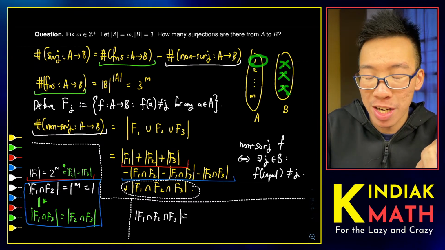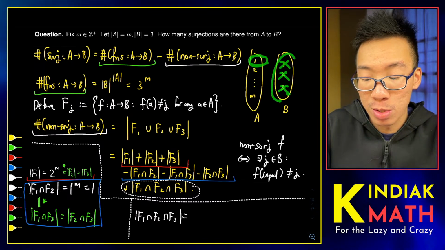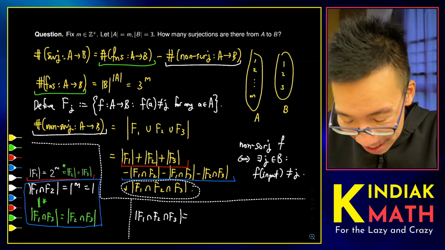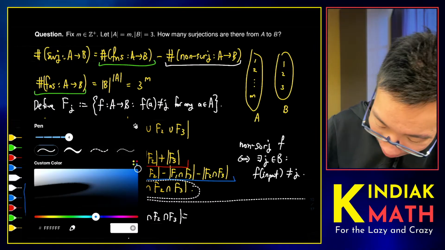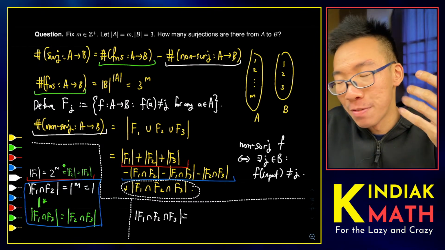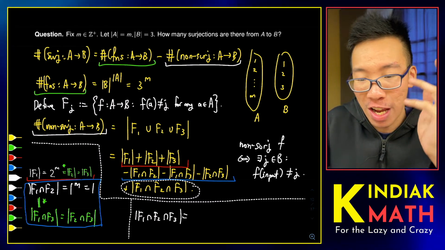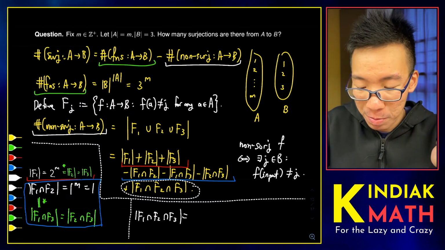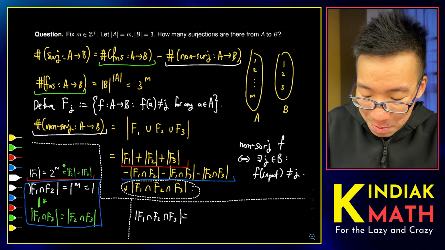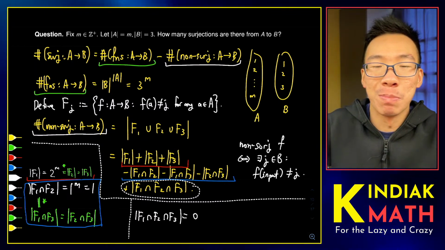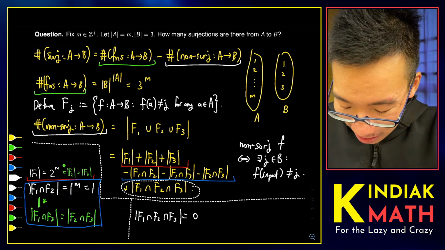So how many options does it have? It has no options. In fact, there are no functions. Every function, every input must have at least 1 output and at most 1 output. So if I can't even hit anyone in B, then there are no functions at all.